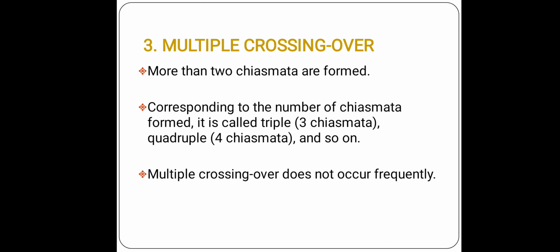Multiple crossing over is when more than two chiasmata are formed. Corresponding to the number of chiasmata formed, it is called triple if three chiasmata are involved, quadruple if four are involved, and so on. Multiple crossing over does not occur frequently, it is very rare.